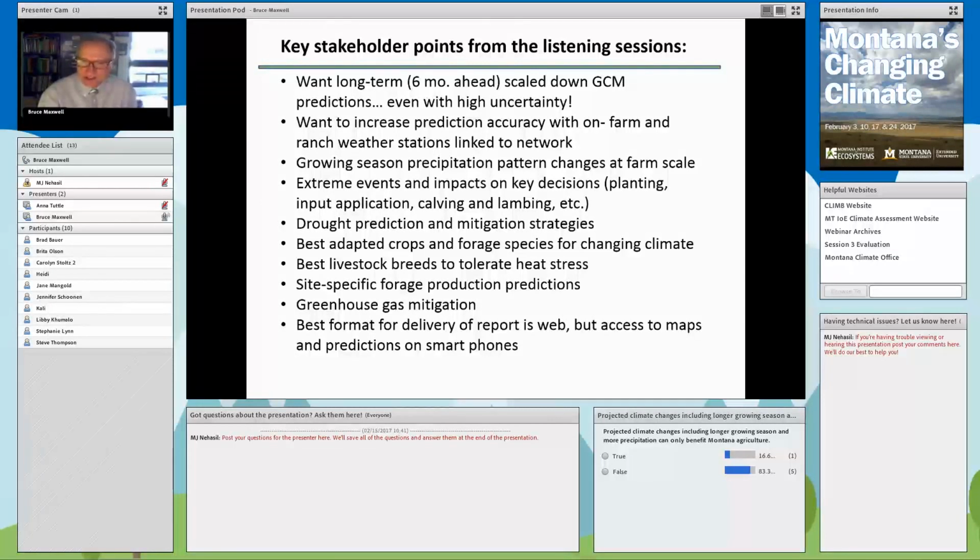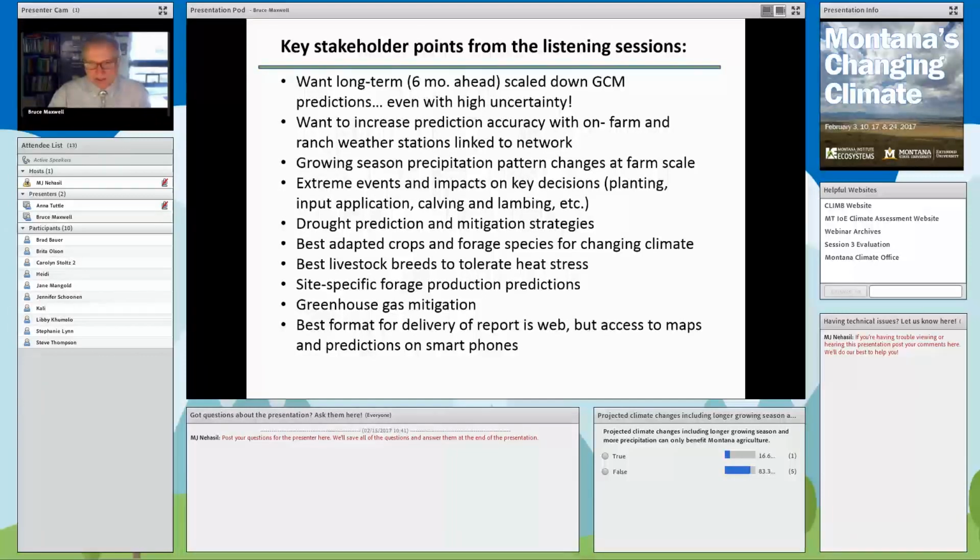There was interest in greenhouse gas mitigation. What can they do to help solve the problem? How can they help take CO2 out of the atmosphere? And that's an important aspect of what many thought that they might be able to contribute to.